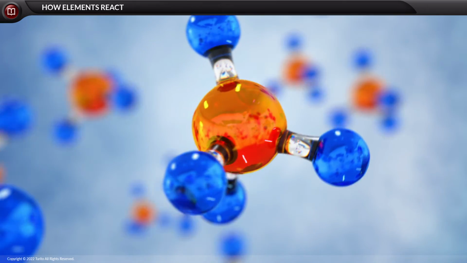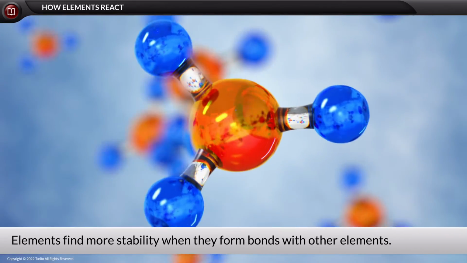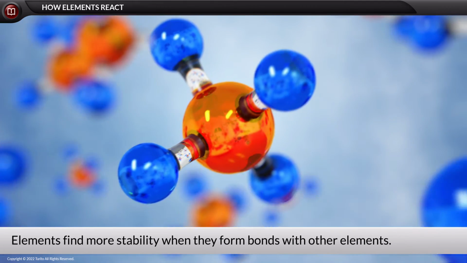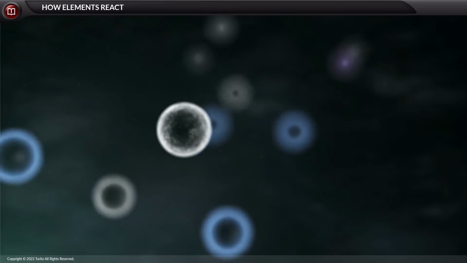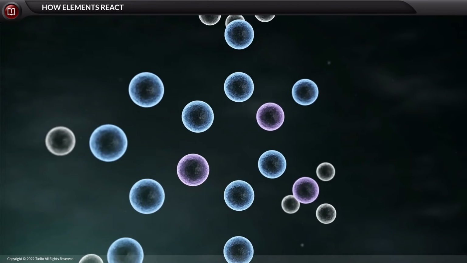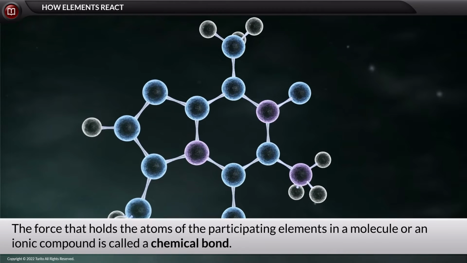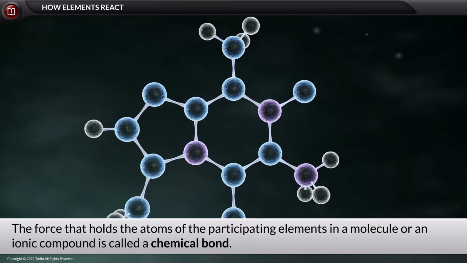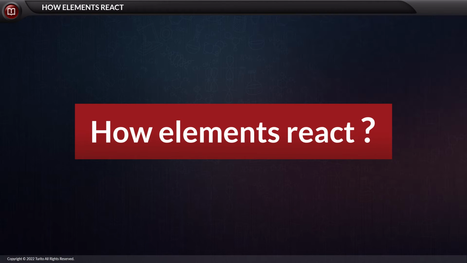But why is that so? That is because most of the elements find more stability when they form bonds with other elements. So, there must be some force that holds the elements in their combined state. That force that holds the atoms of the participating elements in a molecule, or an ionic compound, is called a chemical bond. So, let us go ahead and learn how elements react and form bonds.